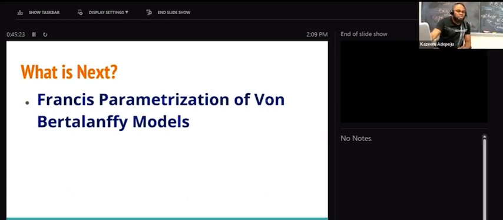We're going to discuss that in the next class. And we also want to see in the next class whether the reparameterization of the von Bertalanffy growth model by Francis may fix the independence assumption. And how are we going to know whether it fixes the independence assumption? We can construct the correlation matrix and see for ourselves.